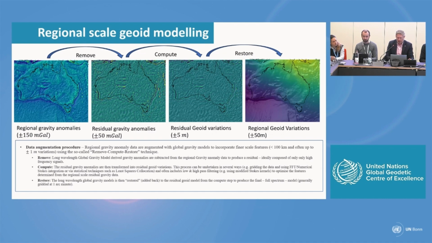You then restore the global component again, and that brings the final geoid model together to create that regional or national geoid variation model.